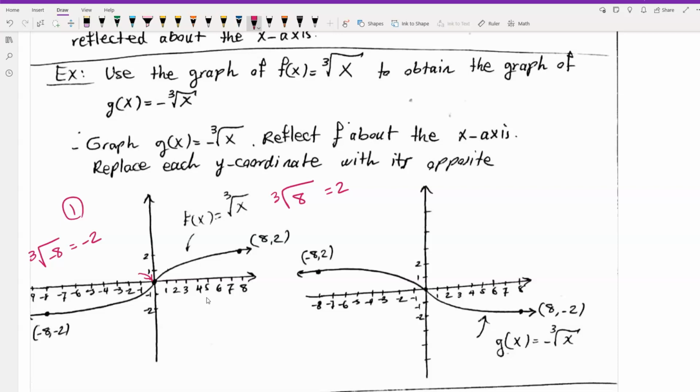Then use that to graph g(x). The difference is that g(x) has a negative sign. So we have to reflect f(x) above the x-axis. What this means is: mirror this part of the graph to the other side of the x-axis. So we're going to have this one, which is here, and then this part of the graph, mirror that to the other side of the x-axis. So we will have this, and this is what we have here on this part.